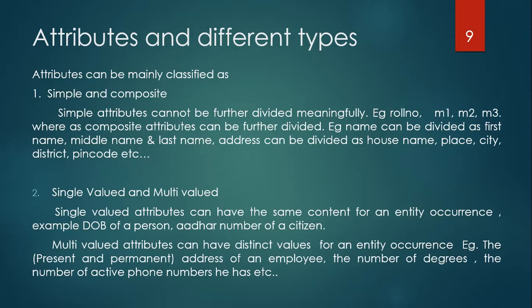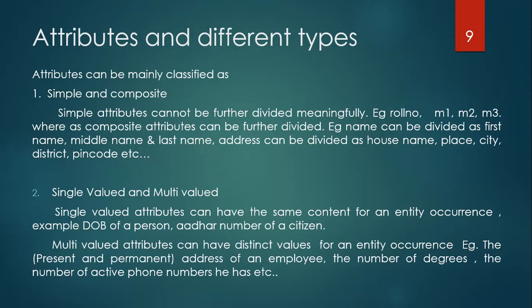Example, date of birth of a person is also single valued because this cannot change. Another example for a single value is the Aadhaar number of a citizen. That also is not going to change from time to time. So that way it has got two aspects. It will not change with time, and single valued means in the same database all those entity occurrences will have a single value.